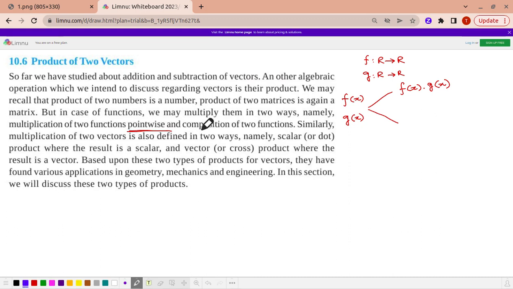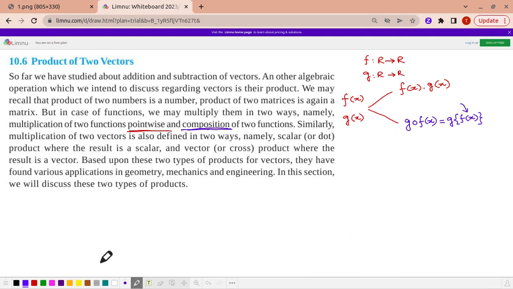Composition of functions, dear students, is something like g of f(x). If you remember, g∘f composition, that is equal to g of f(x). That means if you have a real number x, first you find f(x). That will be an expression in x, and based on that you find g of that f(x), and you get another function of x. So that is composition of two functions.